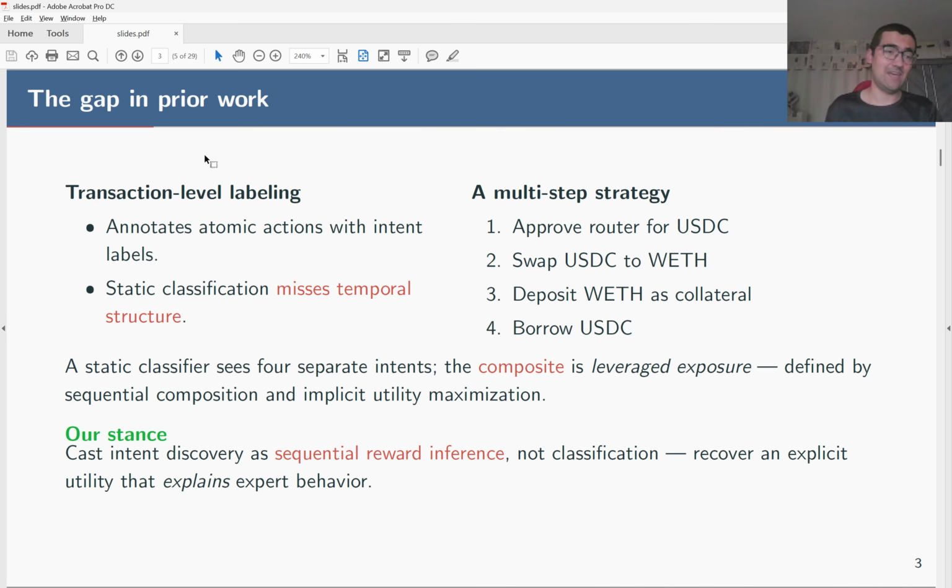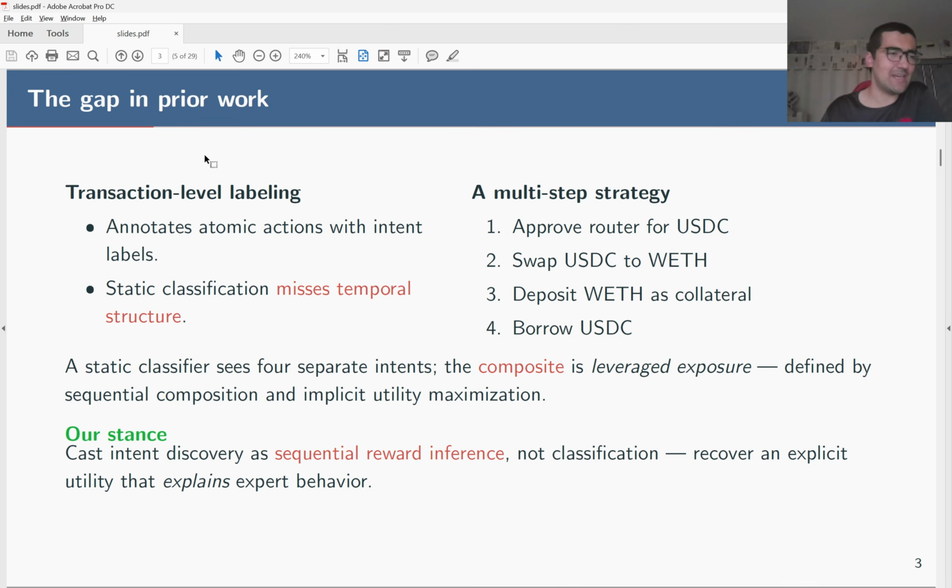Here is a concrete example that I can show you. Imagine a user approves a router to spend USDC, swaps that USDC to VETH, deposits the VETH as collateral, and then borrows USDC against it. A static classifier looks at this and sees 4 separate unrelated intents. But step back, and the composite of those 4 steps is a single strategy, leveraged exposure. The meaning lies in the sequential composition, not in any one single action.